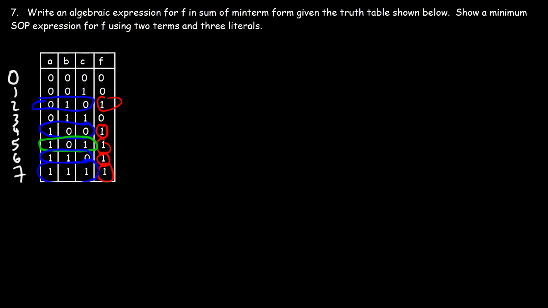Now there's one more thing I want to talk about. Let's say we needed to write the complement of f using this truth table. How can we go about doing it? Well, the first thing we want to do is show the minterms of f prime in numeric form.